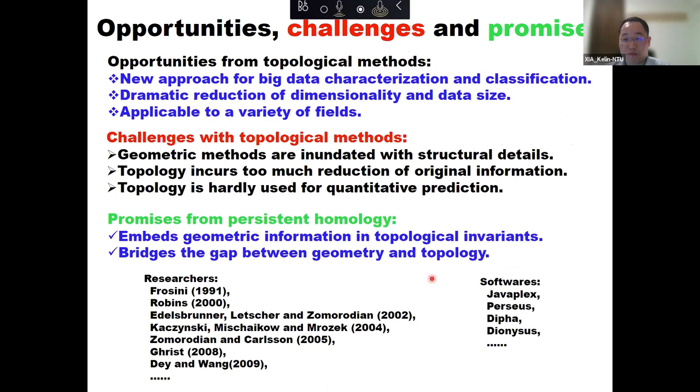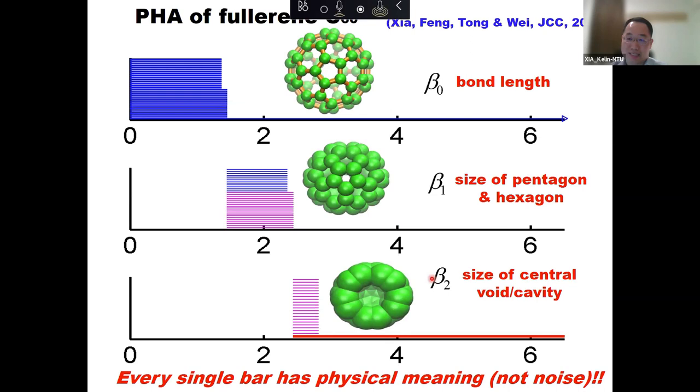One of the differences is that our group is the first to propose that for every single bar in this barcode, it has very strong, direct physical meaning if our data is molecular data from experimental results, okay? So if your data is directly from the molecular result, then each of the bars here, no matter short or long, will have very clear and precise physical meanings. Said differently, there is no noise in these models.